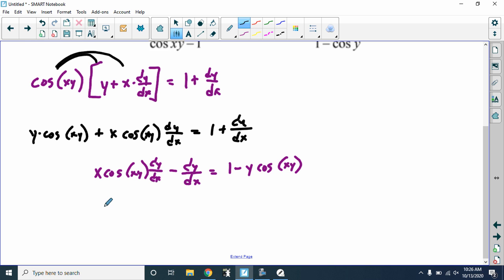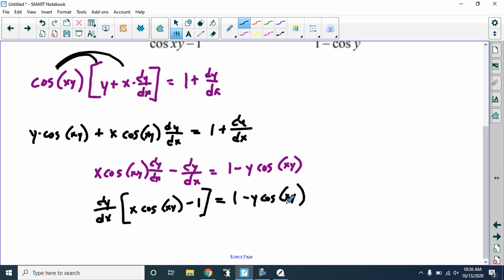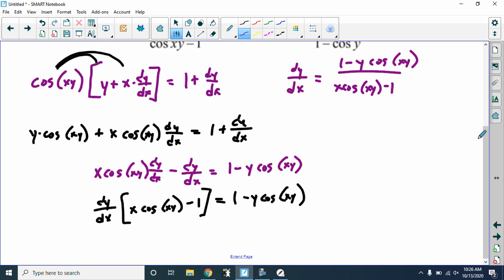In order to solve for the dy/dx, we need to factor it out after all of the dy/dx's are on the same side. So that's going to leave me x cosine xy, I factored it out here, minus 1. And divide by whatever's left. So final answer, dy/dx is equal to 1 minus y cosine xy over x cosine xy minus 1.